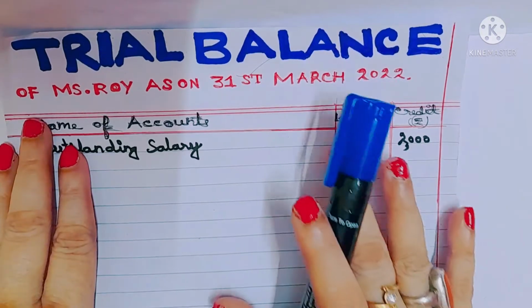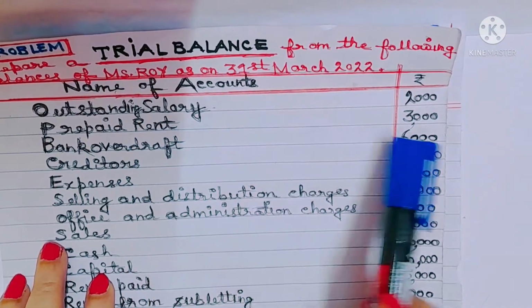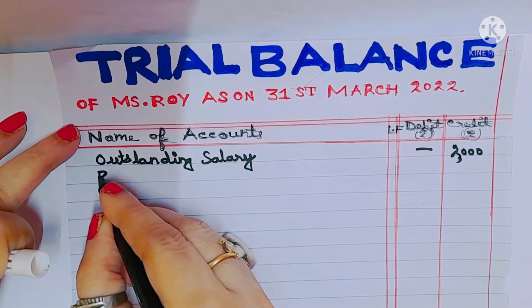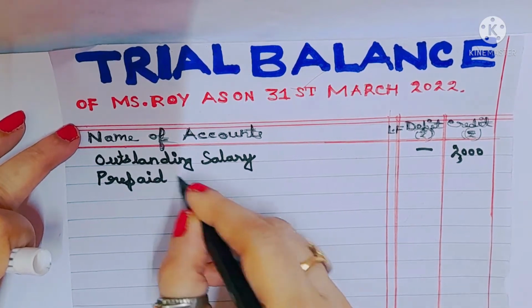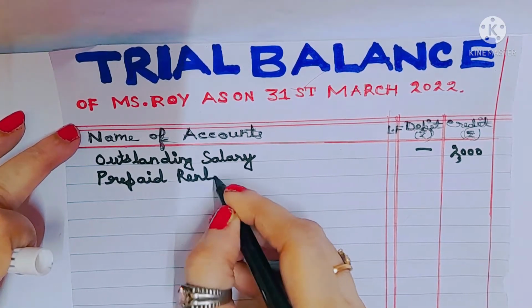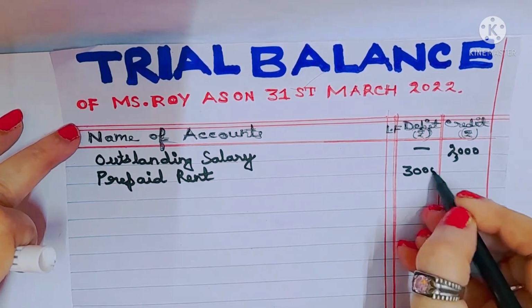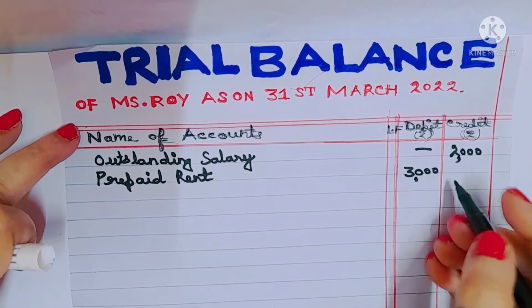So let's see the next account. The next account is prepaid rent. How much? 3000. Let's write. So prepaid rent. Prepaid rent account is a debit balance. So that is the reason I'm writing the amount of prepaid rent in the debit column.